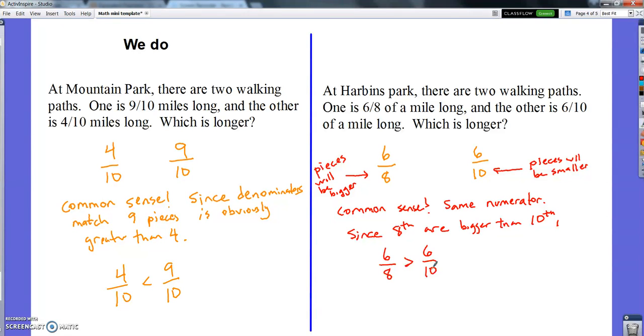That strategy only really helps you in the very lucky case when your numerators match. But pieces will be bigger, pieces will be smaller. So if I have the same number of big pieces or the same number of small pieces, that's all there is to it.